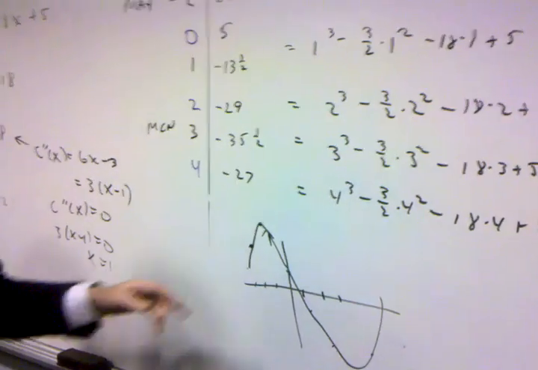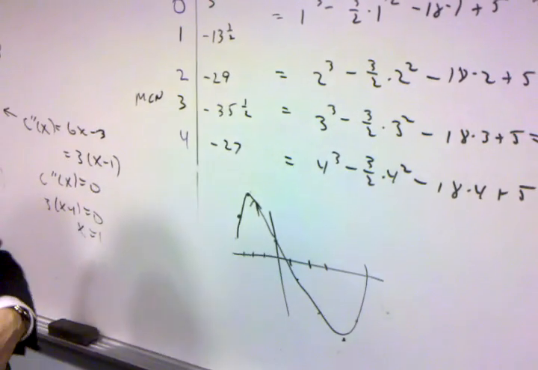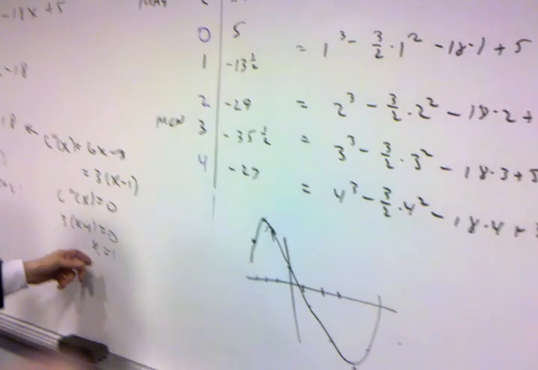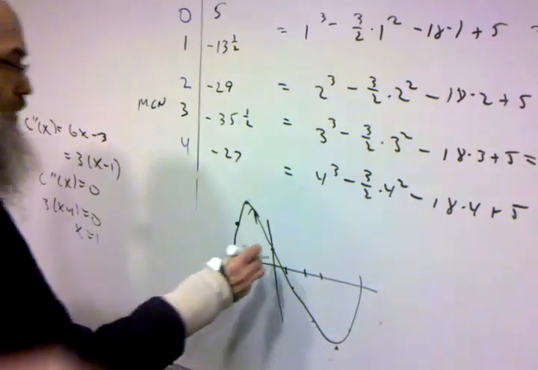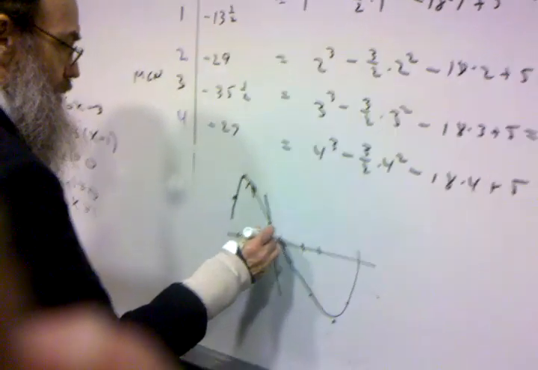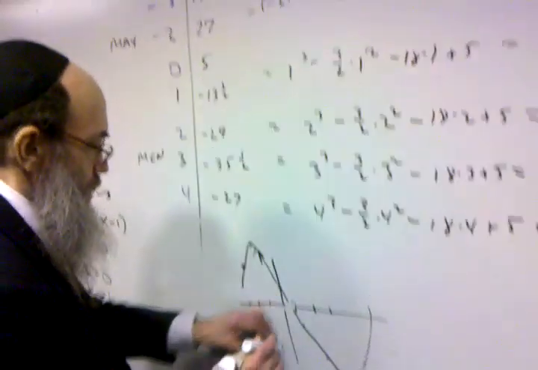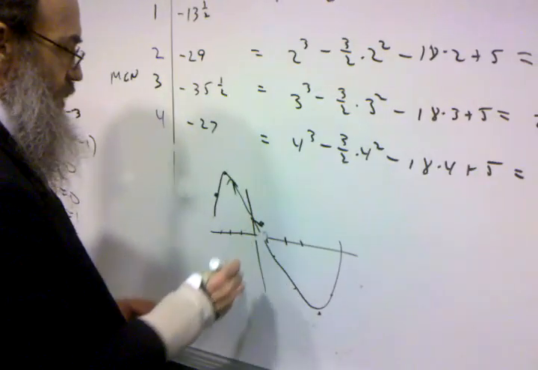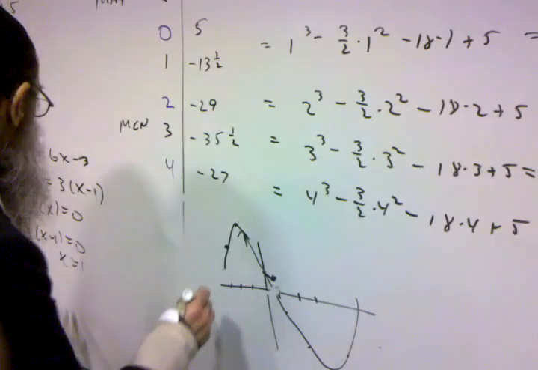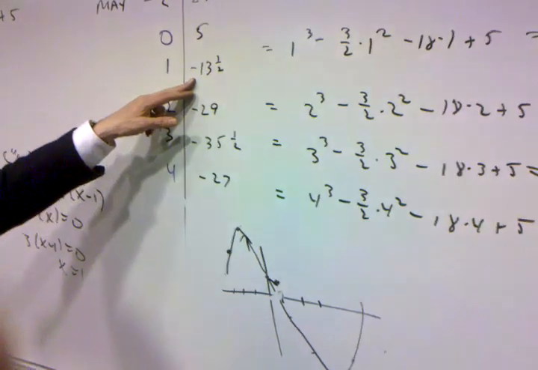Somewhere in between, there should be a point of inflection, and that would be x equals 1. X equals 1 right here. Well, this isn't done so accurately. X equals 1 would be 13.5, right about there. So right there, 1, negative 13.5 is a point of inflection.